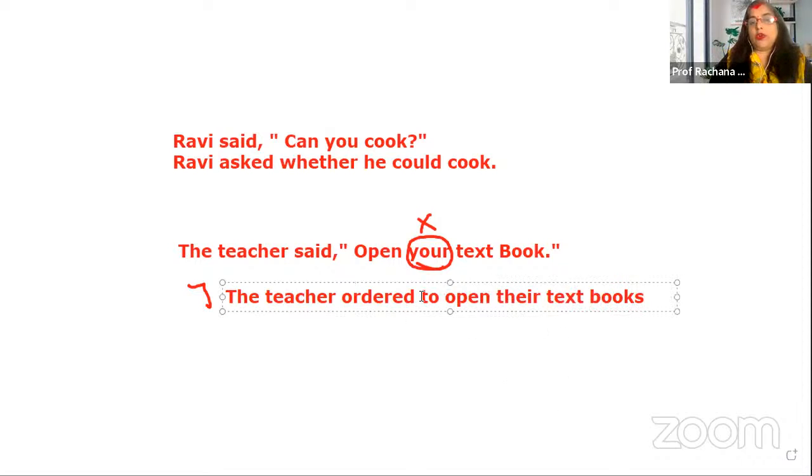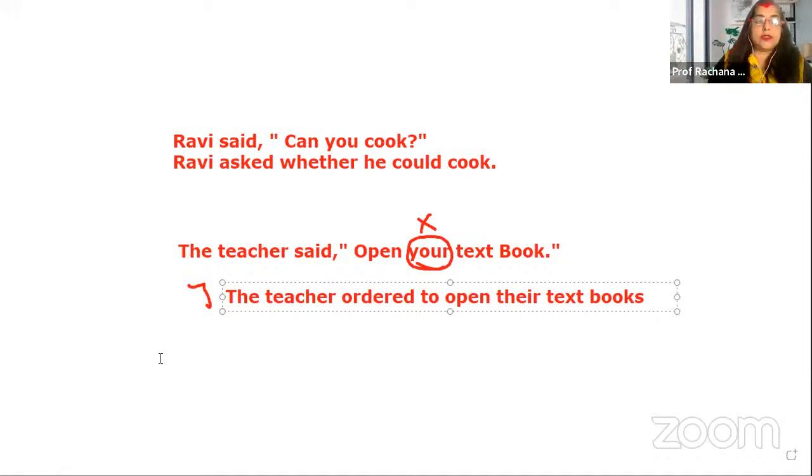उधर भी आप ले सकते हो, ordered whom, them को इधर भी ले सकते हो, और लेकिन वो इधर लेके आओगे तो them हो जाएगा, उधर लेके गए तो their. Okay, so that is the difference, which the mistake which you all made. I hope you have understood. The teacher ordered to open their textbook.